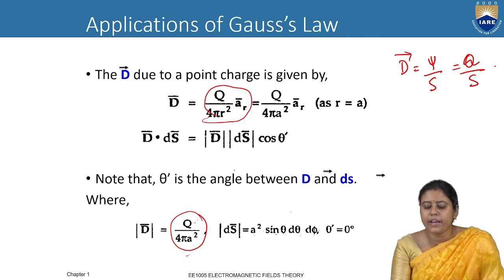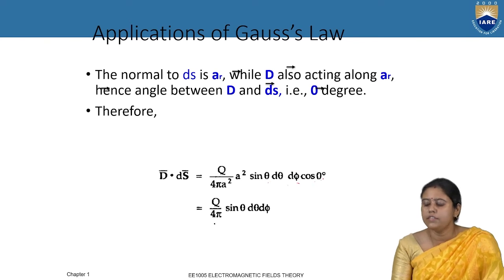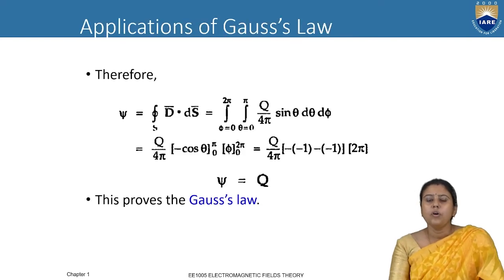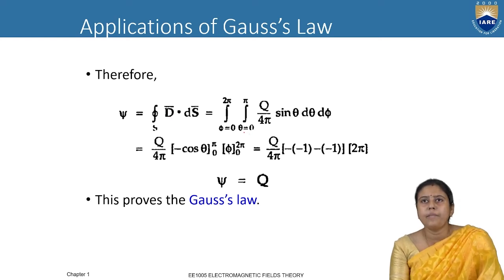If we multiply these two equations, what will we get? We will get Q by 4 pi s square times s square sin theta d theta d phi cos 0. So what is psi? Psi is equal to D dot ds, where theta goes from 0 to pi, and phi goes from 0 to 2 pi. Q by 4 pi sin theta d theta d phi.